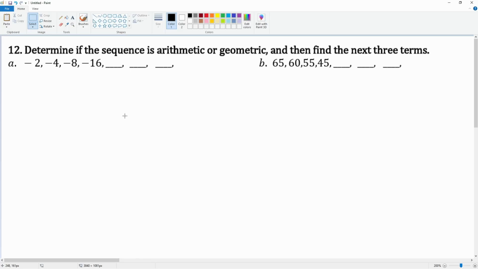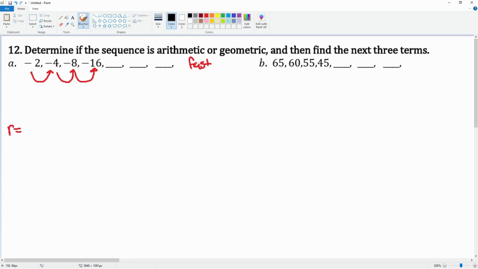Here we have number 12. If you're going to determine if the sequence is arithmetic or geometric, then find the next three terms. Okay, so let's see how the numbers are changing. It goes from -2 to -4 to -8 to -16. Wow, it looks like it's going pretty fast. So let's check for the common ratio.